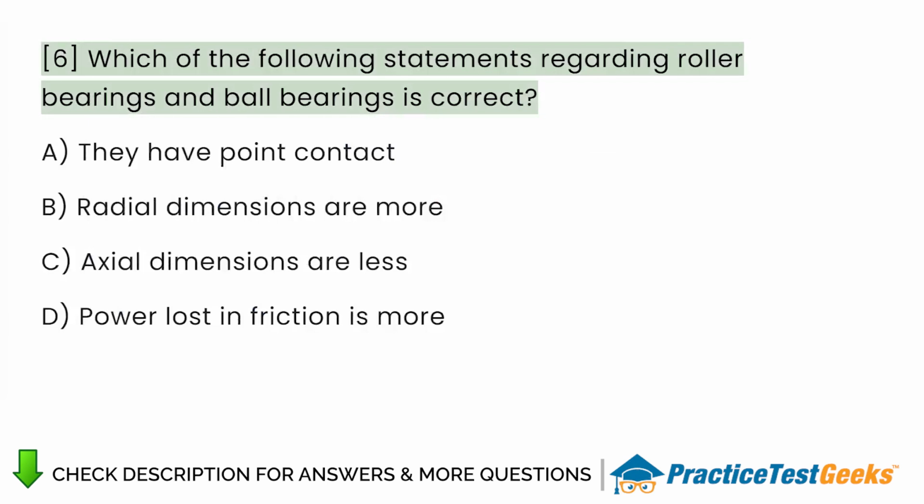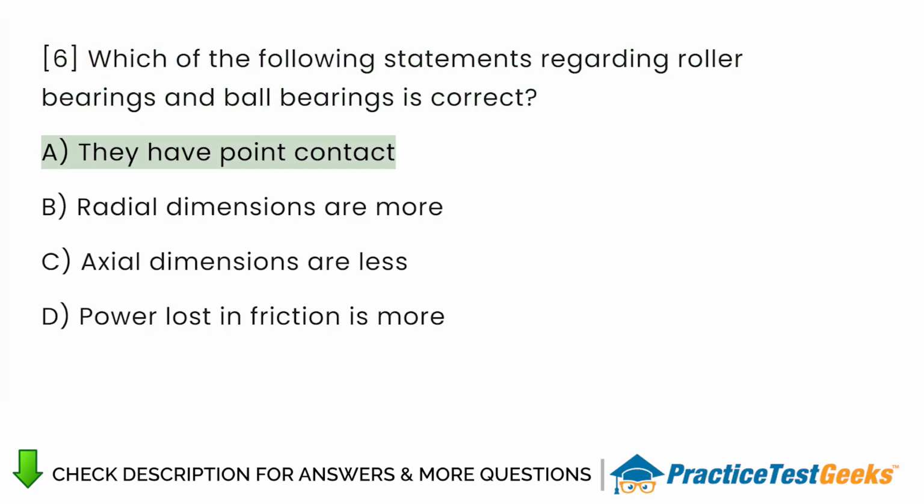Which of the following statements regarding roller bearings and ball bearings is correct? A. They have point contact. B. Radial dimensions are more. C. Axial dimensions are less. D. Power lost in friction is more.